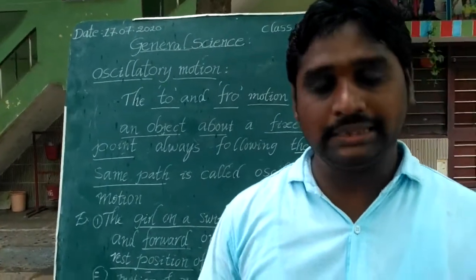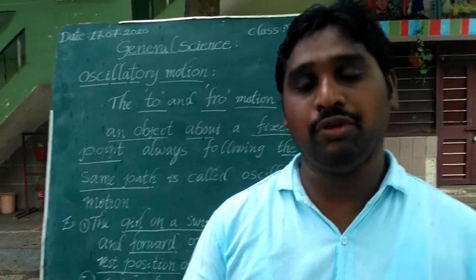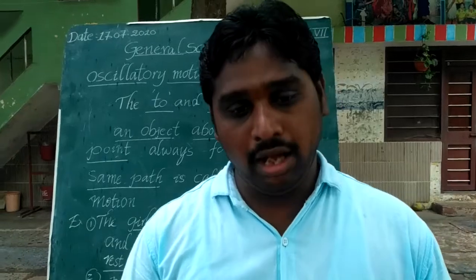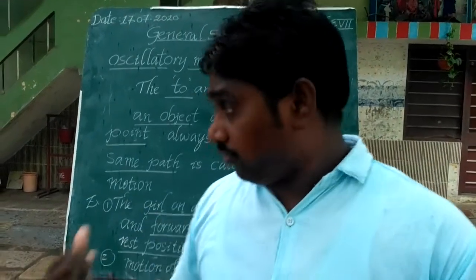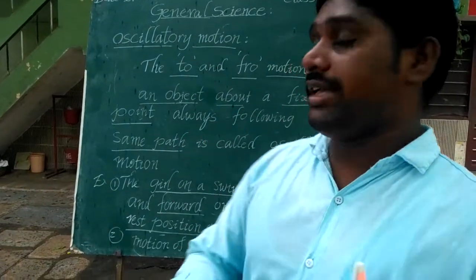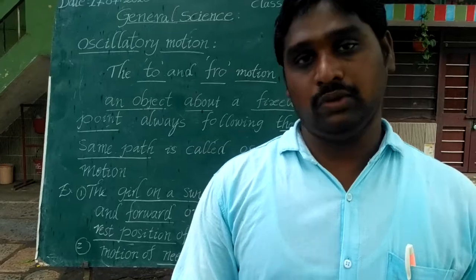Okay, friends, you have to understand what oscillatory motion is: the to and fro motion of an object about a fixed point, always following the same path, is called oscillatory motion.